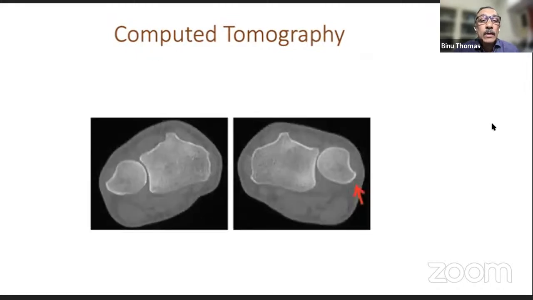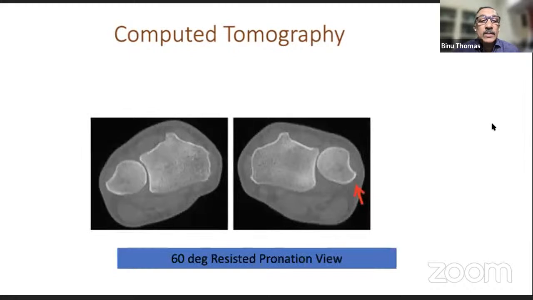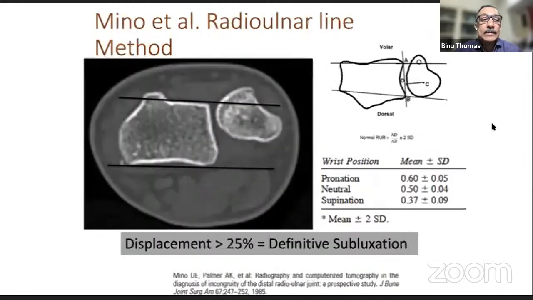Or you can use this 60-degree resisted pronation view, where you can see the difference; there is a subluxation of the ulnar head again. So look for these subtle signs. How do you clinically identify this on a CT?